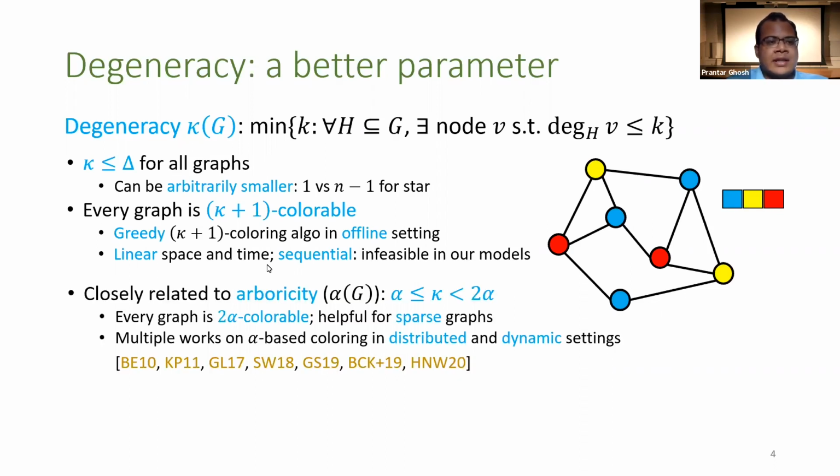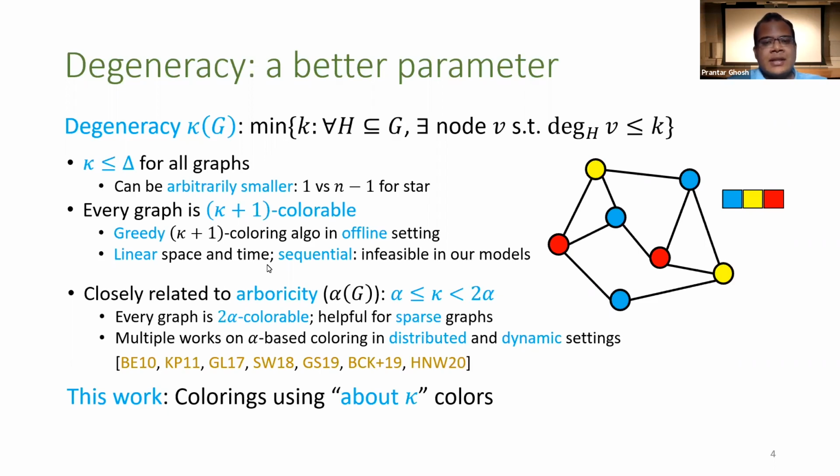It should be noted that the degeneracy is closely related to another parameter called arboricity of the graph, and in fact, kappa lies between alpha and 2 alpha. It is known that every graph is 2 alpha colorable, and this kind of coloring is particularly helpful for sparse graphs. And therefore, multiple recent works have studied arboricity-based coloring in distributed as well as in the dynamic settings. In this work, we would focus on getting proper colorings using approximately kappa many colors.